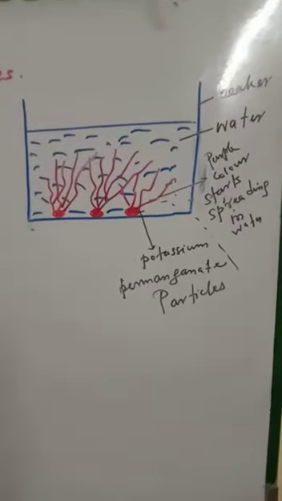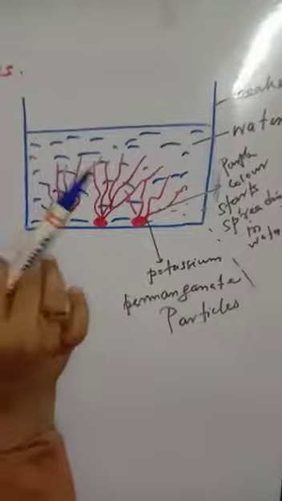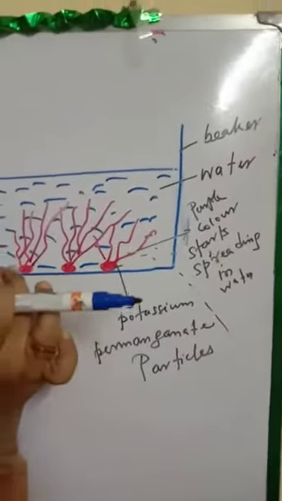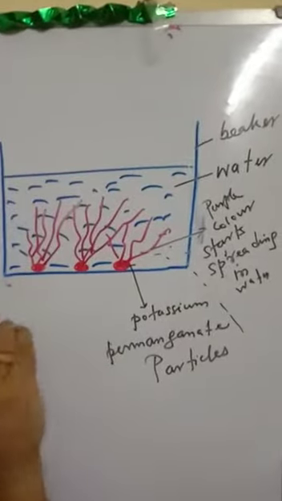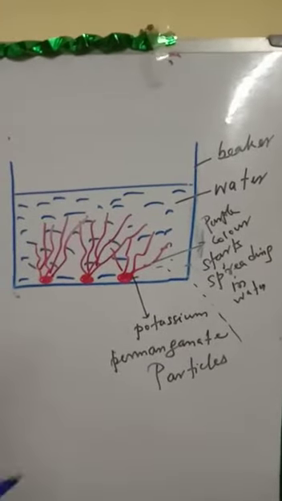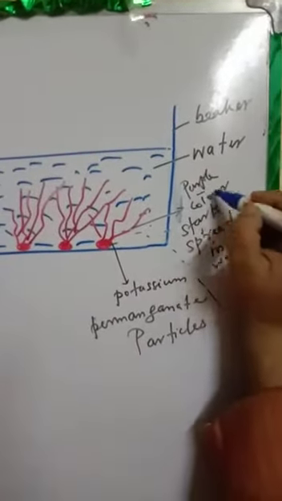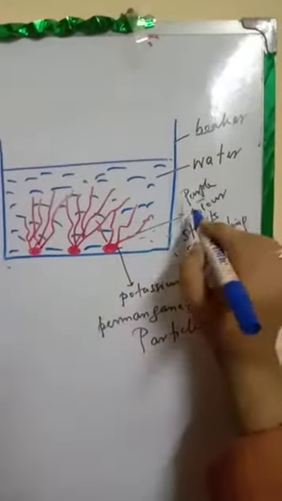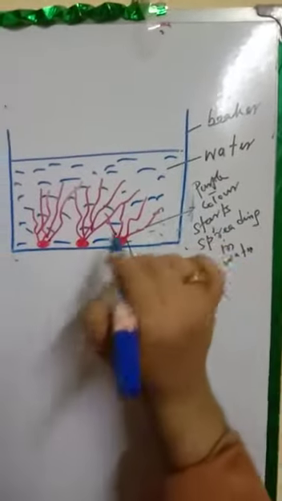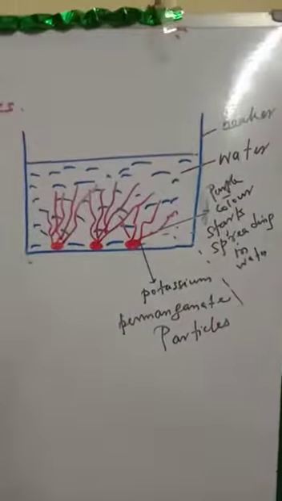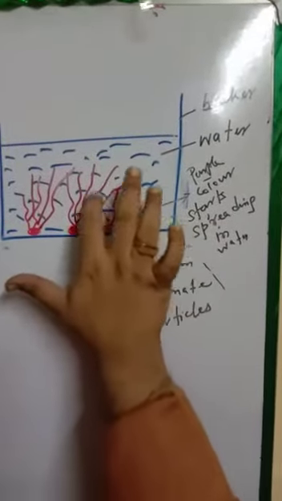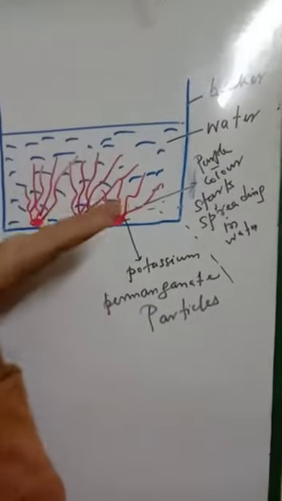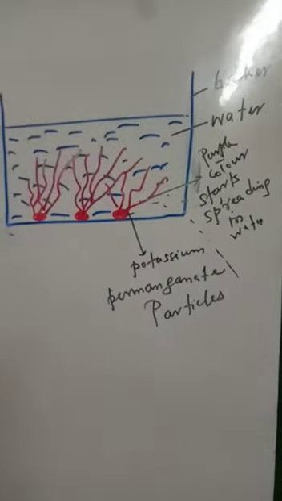We observe that some purple color will try to come up from these points, that means these crystals, and it will just go on spreading up in water. I have also mentioned this in the caption here, just labeled and also written so that you can understand as much as possible. So here this is actually the purple color that is just gushing into the water and getting mixed up.